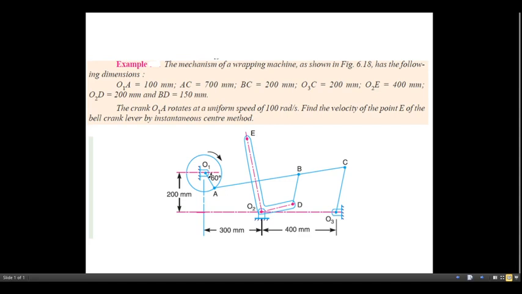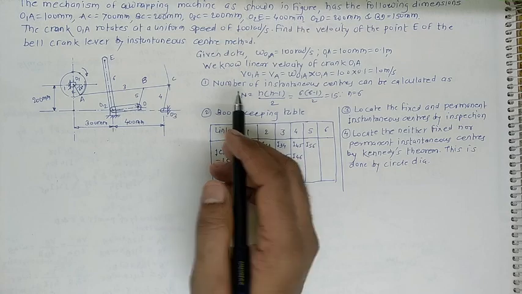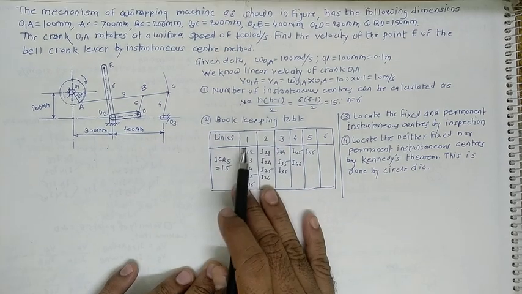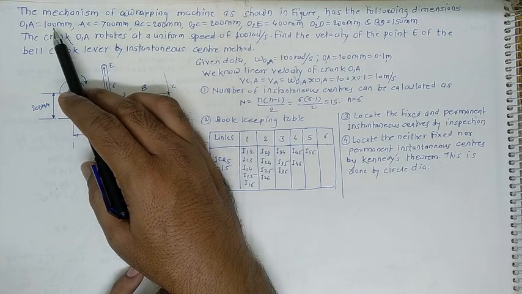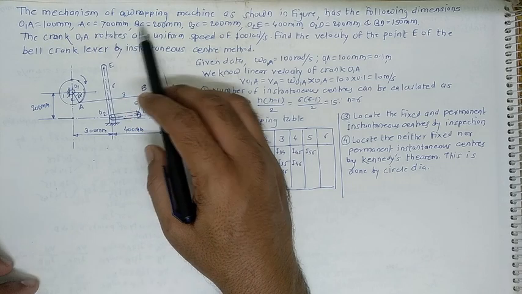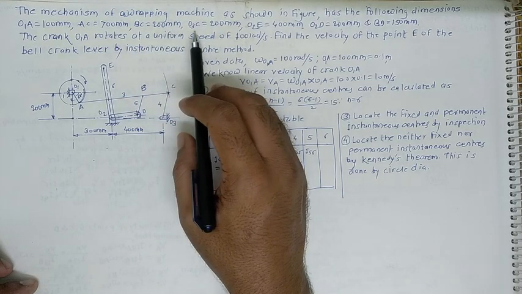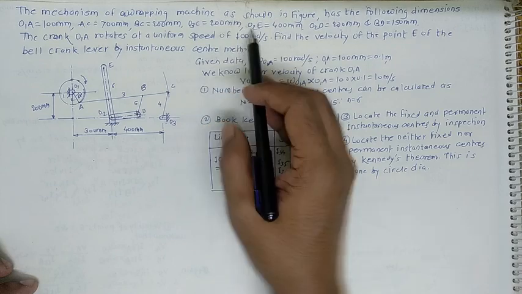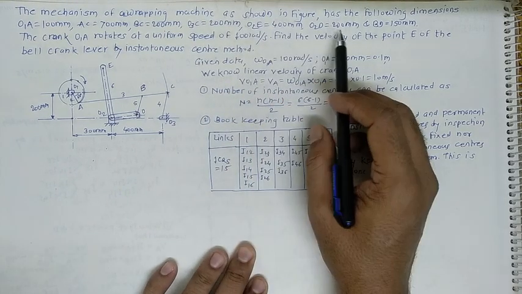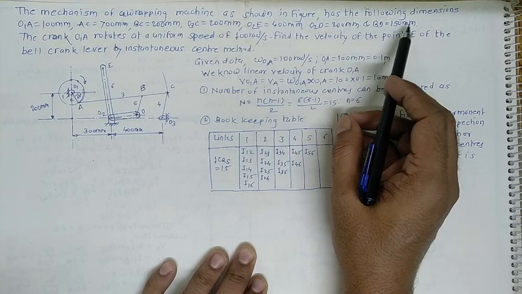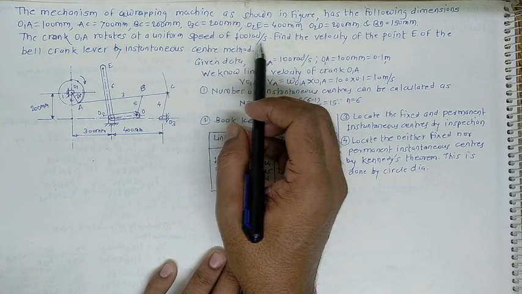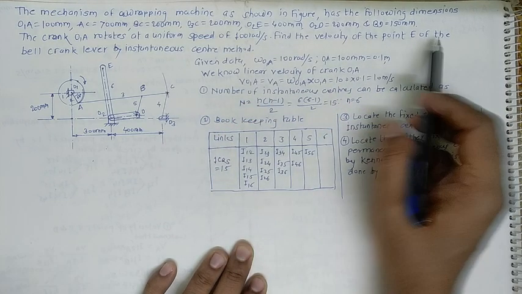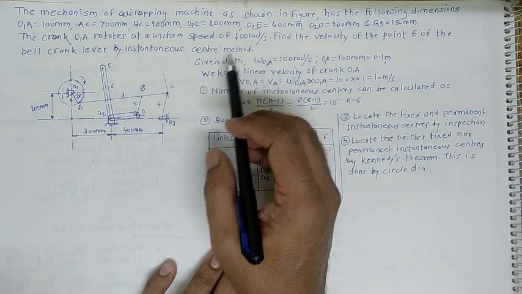So this is the problem in front of you. The mechanism of a wrapping machine as shown in figure has the following dimensions. O1A equals 100 mm, AC equals 700 mm, BC equals 200 mm, O3C equals 200 mm, O2E equals 400 mm, O2D equals 200 mm, and BD equals 150 mm. The crank O1A rotates at a uniform speed of 100 radian per second. Find the velocity of the point E of the bell crank lever by instantaneous center method. So in this way the mechanism is given.